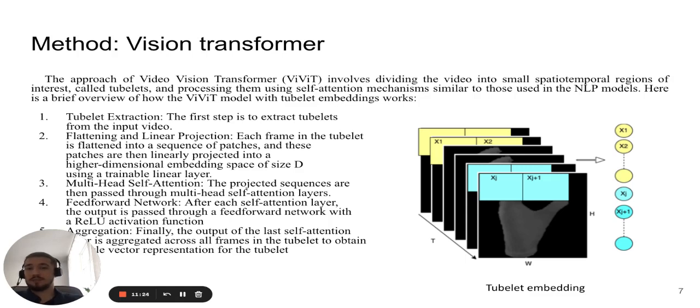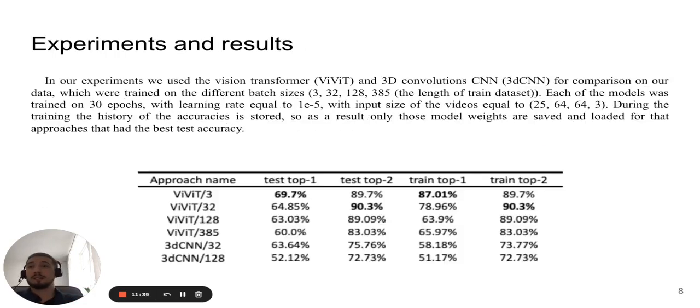And aggregation. Finally, the output of the last self-attention layer is aggregated across all frames in the tablet to obtain a single vector representation of the tablet. This vector is then passed through the linear layer to predict the class label for the entire tablet.